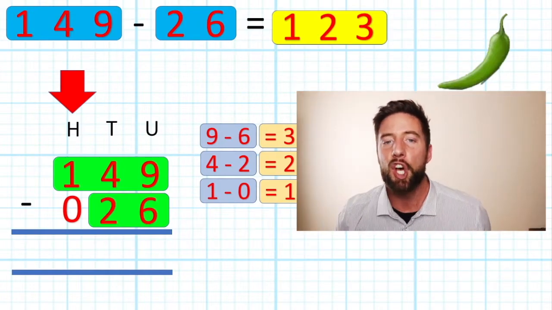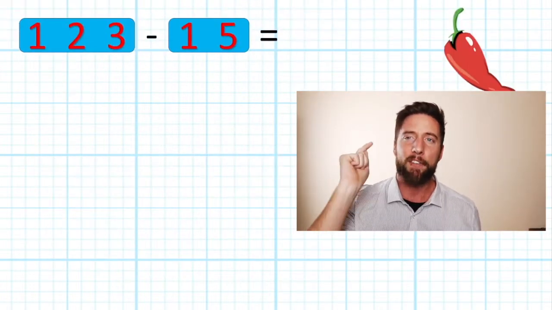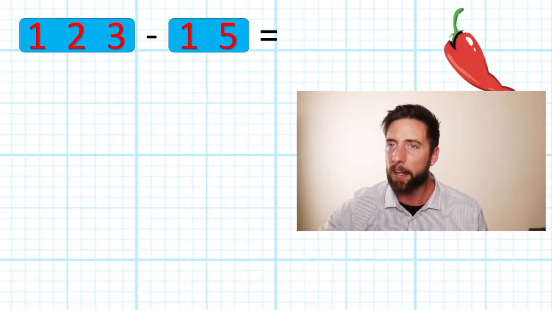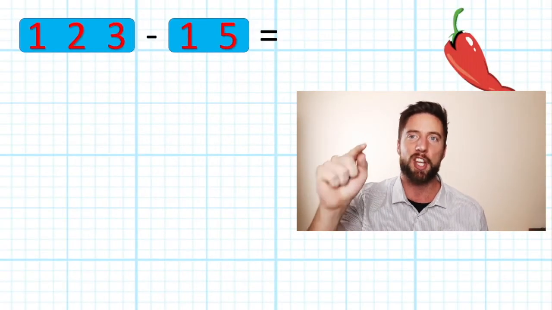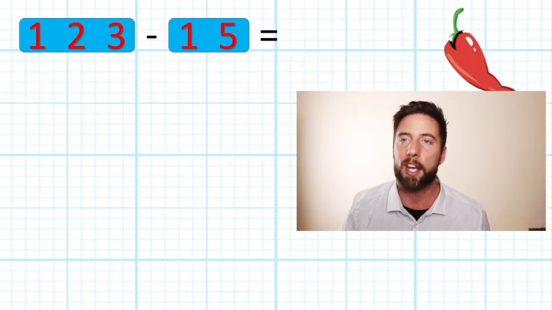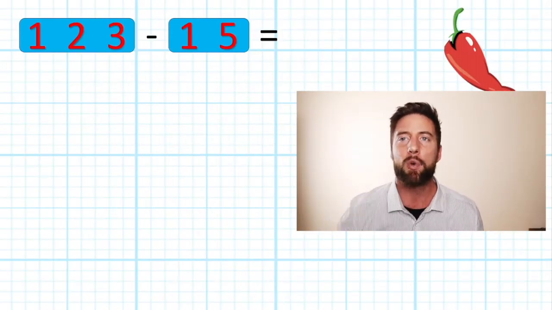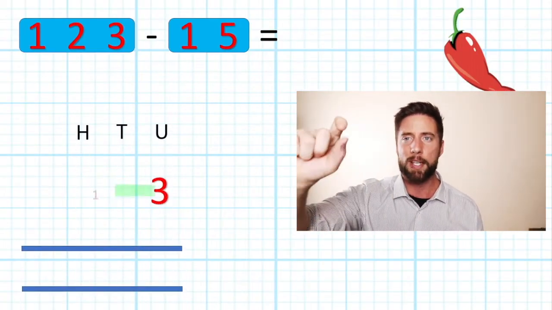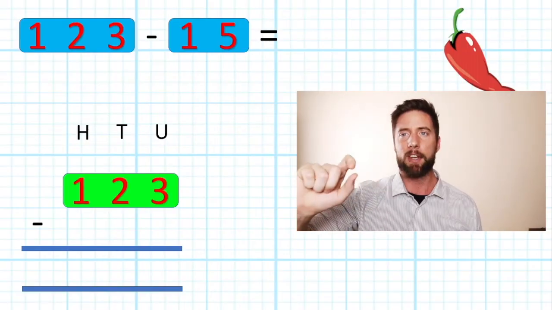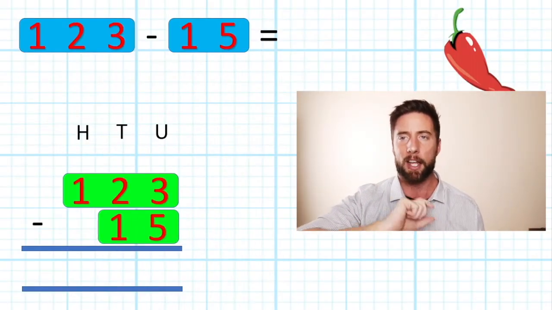Red chili challenge. 123 subtract 15. Now you are thinking to yourself, I can read your mind, you are thinking, yo, that is just as easy as before. Well, let's check it out, okay? Let's put it back into our columns like we know how to now. 123, subtract 15. I've written it out perfectly. Draw my answer lines. Fantastic.